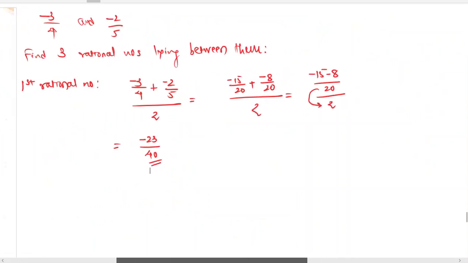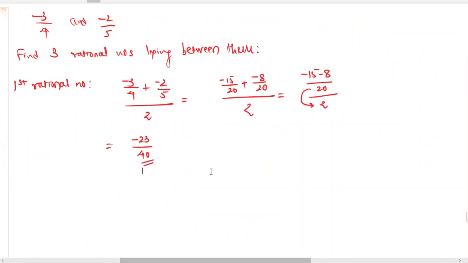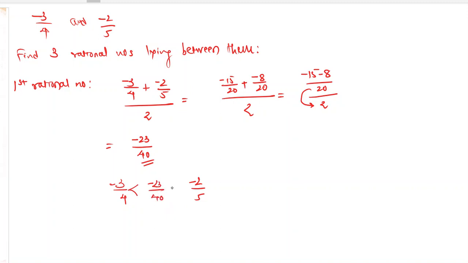Now you know what is the case. Try to understand. Our first rational number was minus 3 by 4, right? And our second rational number was minus 2 by 5. We found a number exactly between them. So the number which we found is greater than minus 3 by 4 and it is smaller than minus 2 by 5. It's between them.